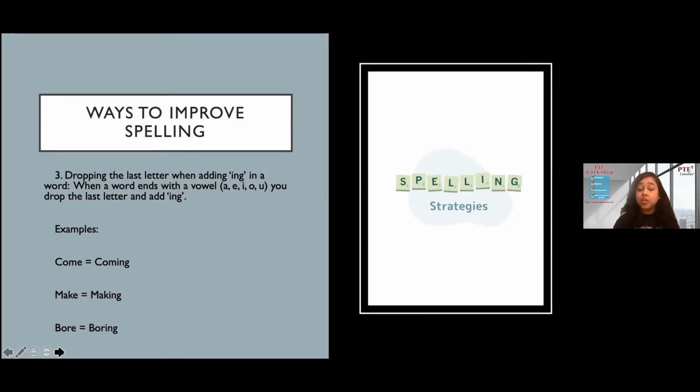If you see the pattern of the spellings, when we want to make the word bore into boring, we are removing the last E and adding ing. Same for making, M-A-K-I-N-G, you drop the last E. So in case you're confused while making a word form with ing, if you're not sure whether to drop it or not, just follow this rule. If there is a vowel at the end, just drop the last letter and add ing.